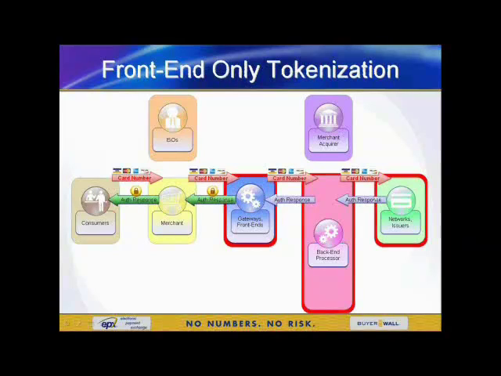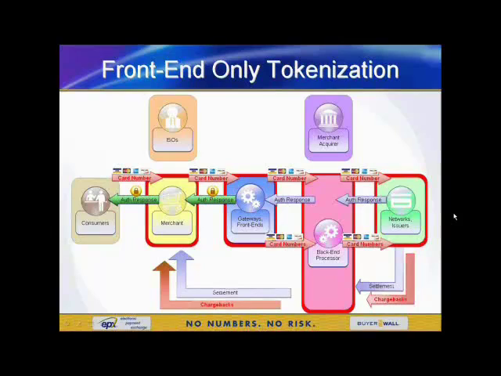Now, if we look at a front-end only tokenization solution, and keep in mind that many of the token providers are only front ends. On authorizations, with the initial transaction, it's pretty much the same as a traditional transaction flow, except the merchant gets back a token with the response, which is what they store instead of the card number. And on subsequent transactions, they can use that token instead of the card data.